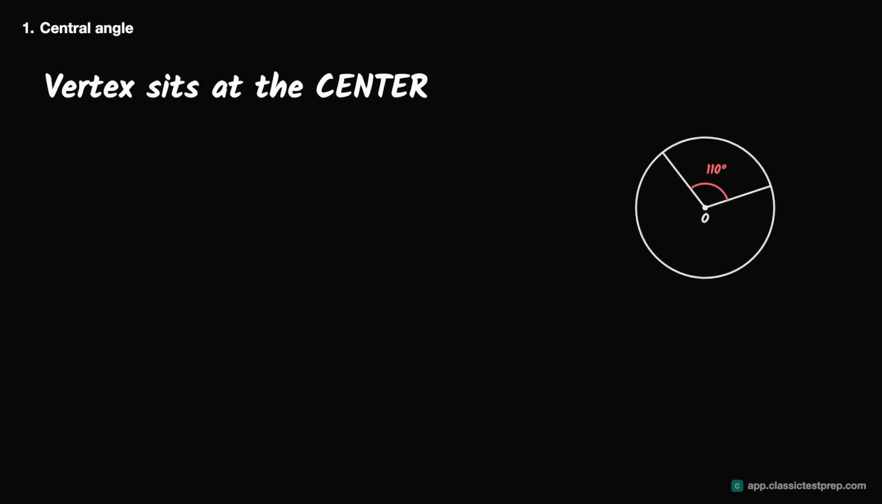The next circle theorem that you need to know on the ACT is called central angles. And if you already know this one, it's super easy. But if you don't, let's just quickly review it. A central angle is an angle whose vertex sits at the center of the circle.